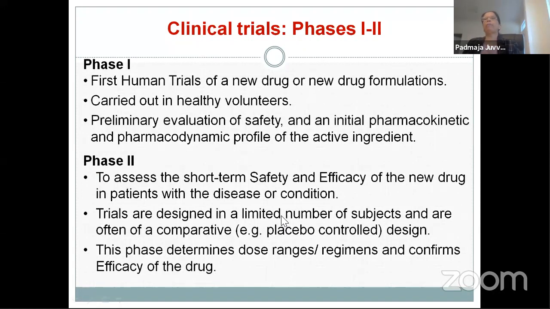So when we are talking about the phase 1 trials, as I already mentioned, it is the first human trials of a new drug or a new drug formulation. And these trials are carried out in healthy volunteers. The reason why we do that is to evaluate the safety of the drug, and of course, understand the initial PK/PD profile of the drug too.